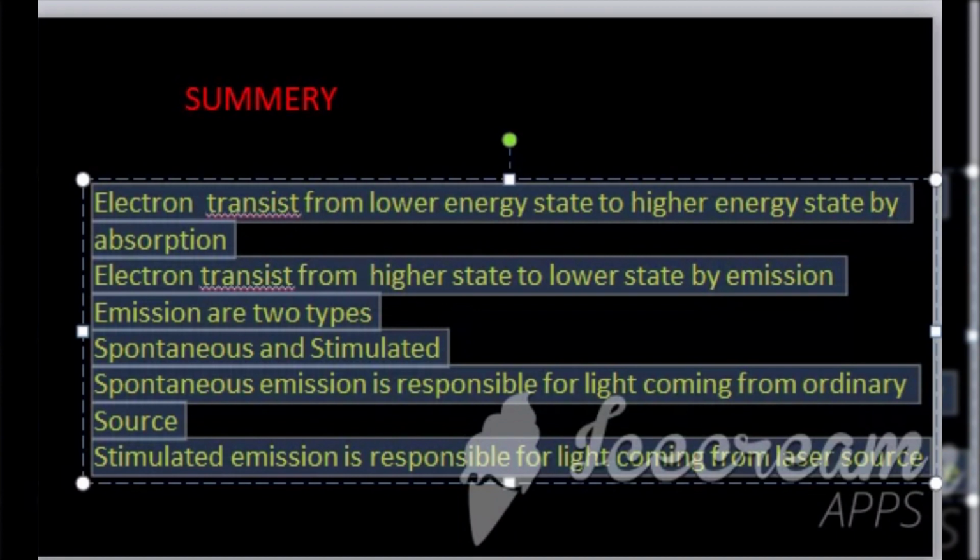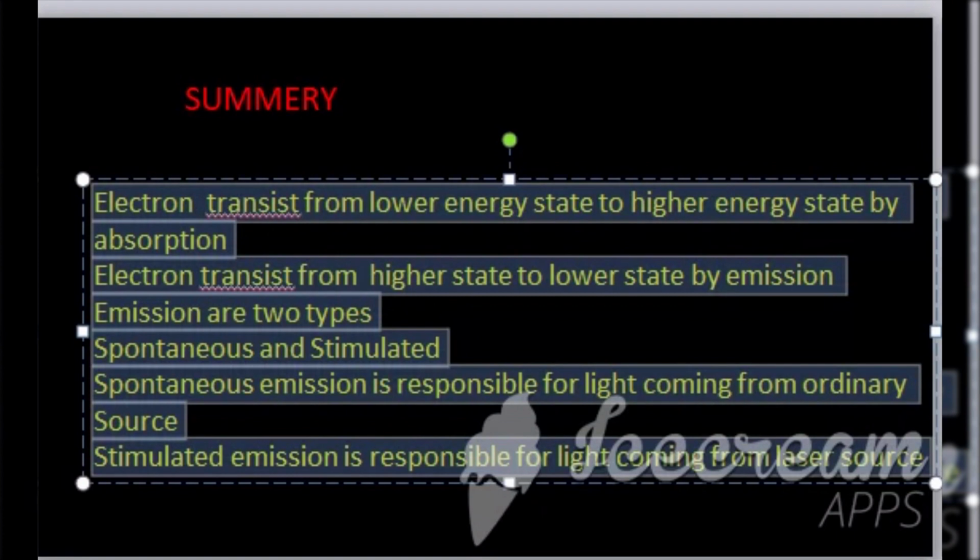But in case of a laser, stimulated emission is responsible. Stimulated emission is responsible for light coming from laser source. Here, when electron transit from higher state to lower state with the help of a triggering agent, it emits photons which are exactly identical with each other. They have same state of polarization, same phase, same frequency, and that is nothing but the laser. Light amplification by stimulated emission of radiation.